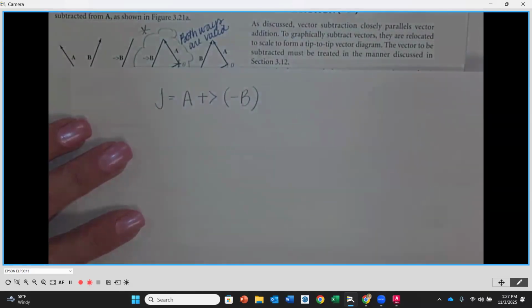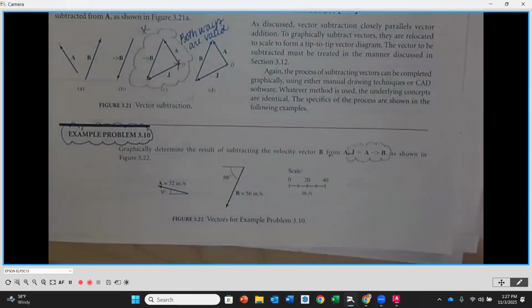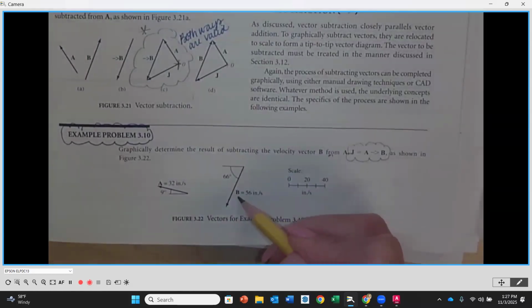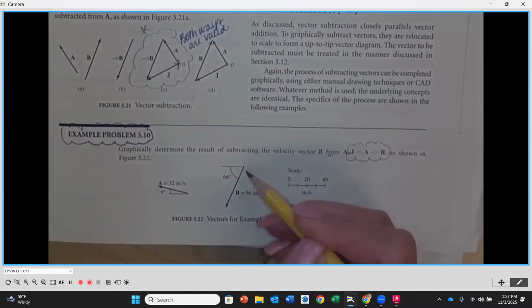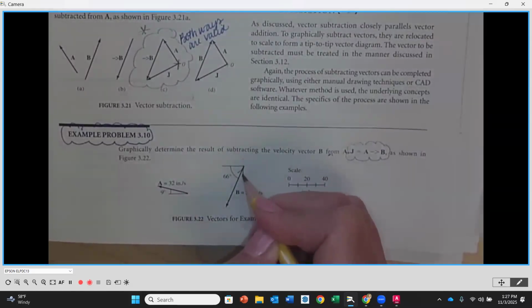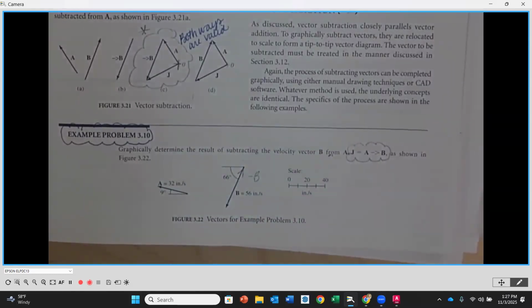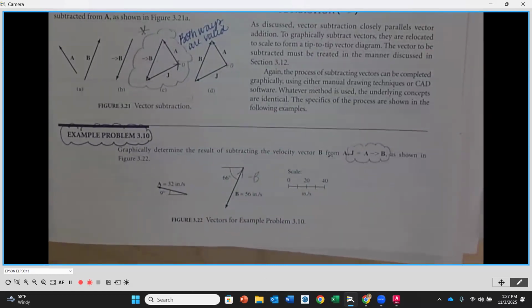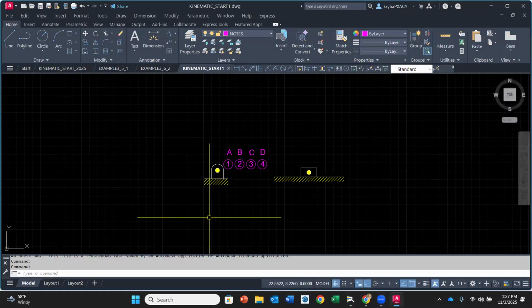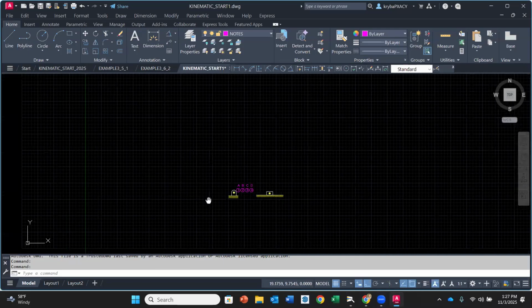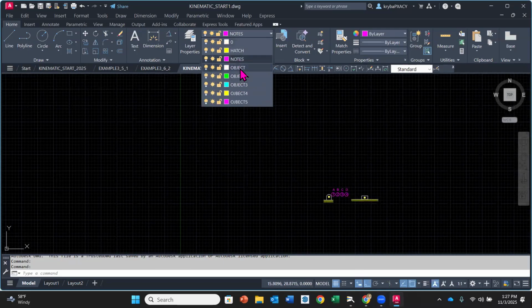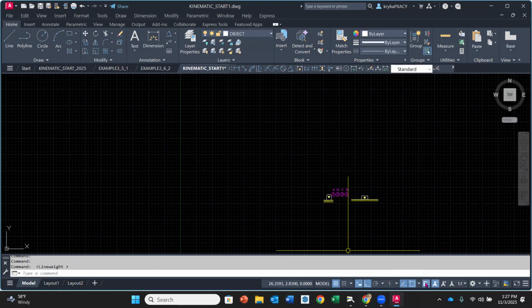When we look at B, its positive direction right now is going down and to the left at that angle. What we're going to do is show it going up and to the right, and we're going to rename this negative B. Then we're going to add it tip to tail just like we did in the past. So let's go over to AutoCAD and go through this process. We're going to do just like we did before.